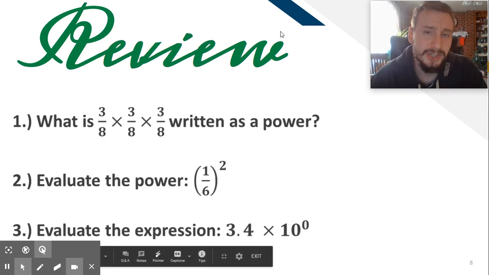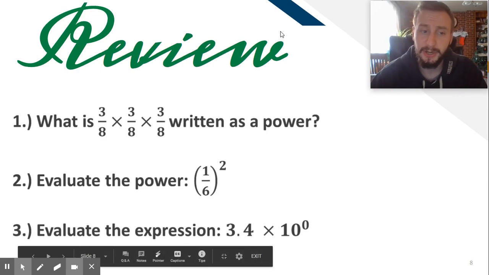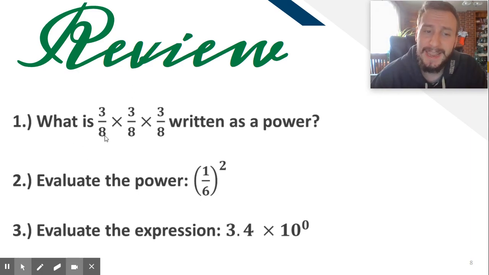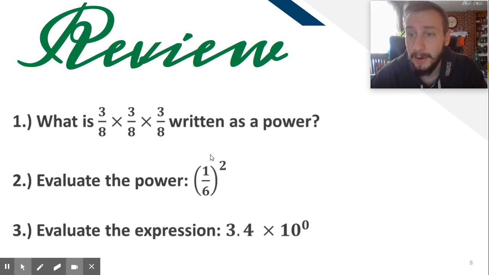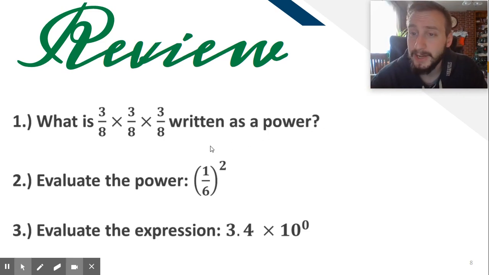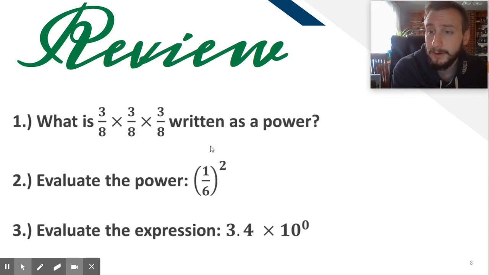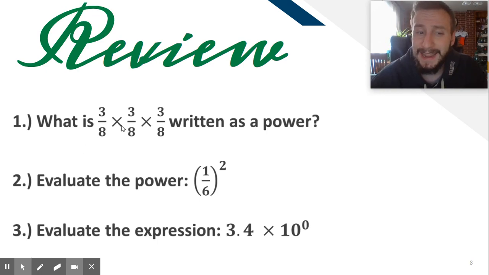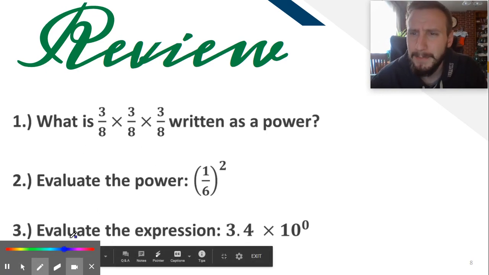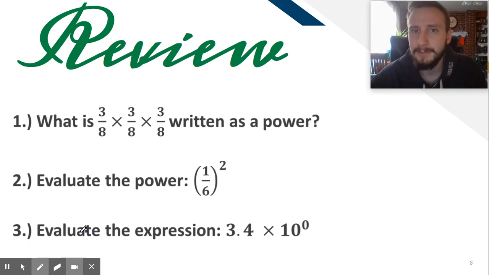So the types of questions you're going to see on Schoology are going to look like this. The first one says, what is 3/8 times 3/8 times 3/8 written as a power? So be careful on this because we have a fraction and we want to figure out, well, what would this be written as a power, right? 3/8 times 3/8 times 3/8. The first thing you want to figure out is what is our base? So what should our bottom number be here?